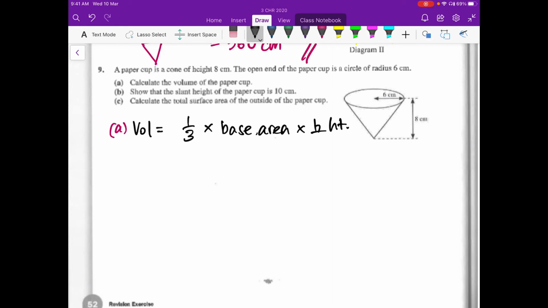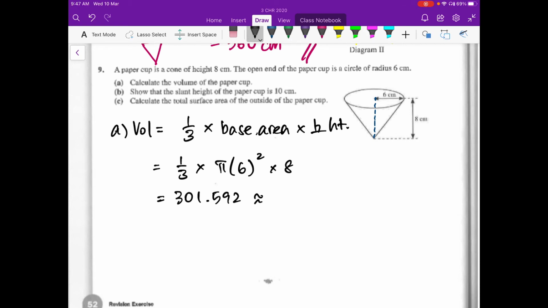So do this part first by yourself. Okay, good. Try it. Area is a circle. Pi r square times the perpendicular height, which is 8. Okay, so this is our volume. 302 cubic centimeters. Then in part B, show that the slant height is 10 cm.